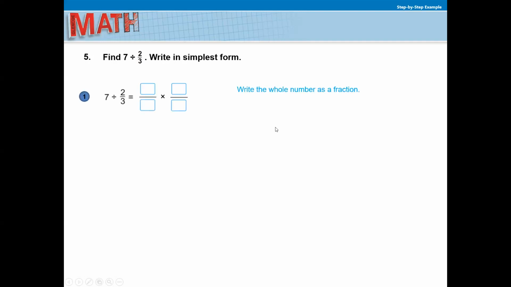7 divided by 2/3, write the whole number as a fraction. 7 is 7 divided by 1. Multiply by the reciprocal. So we're dividing, but now we're multiplying. So you never divide a fraction, you multiply by the reciprocal. So instead of 2/3, we're going to put 3/2. Notice that we kept the first number the same. We changed the operation from divide to multiply, and we changed this number to its reciprocal. So you never divide a fraction, you multiply by the reciprocal.